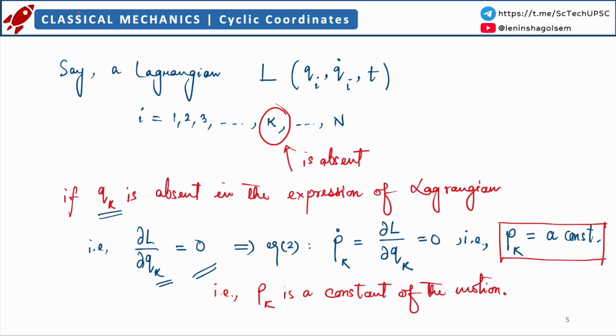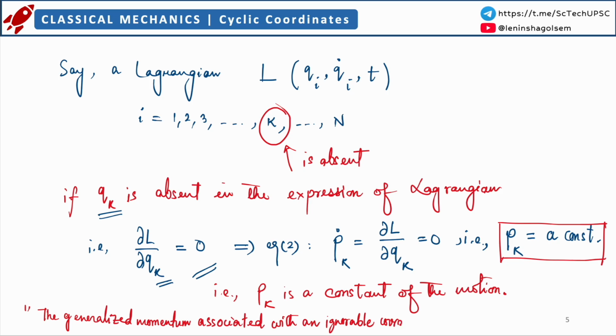So we can also state as follows: the generalized momentum associated with an ignorable coordinate is a constant of the motion, for the system, obviously.